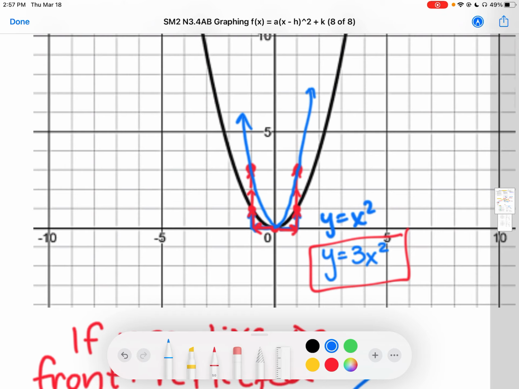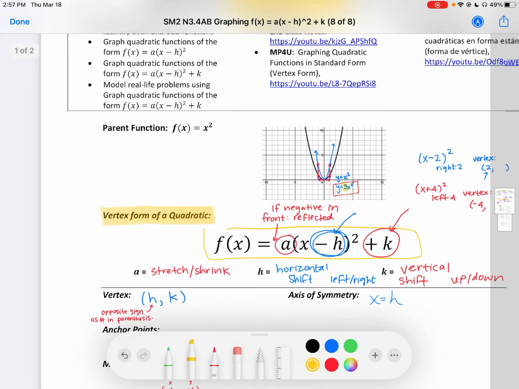The reason I'm showing you this is so that you can see that this value right here, this number in front of the x squared, is our scale factor. It's how much we're stretching or shrinking by. And so that's going to affect our points on either side of the vertex.